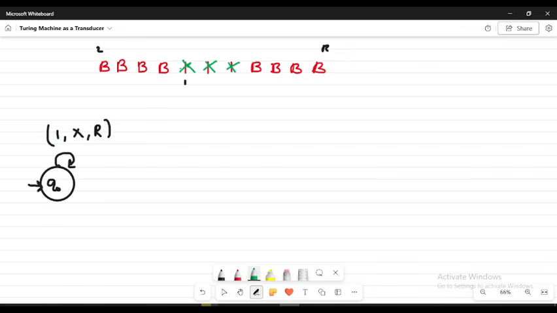So this loop will make all of these ones x, and suddenly you will hit the blank. Now what you will do, whenever you hit the blank, make it blank and move in the left direction.